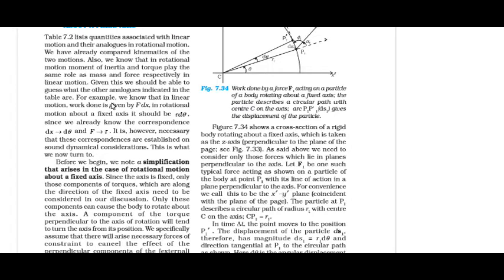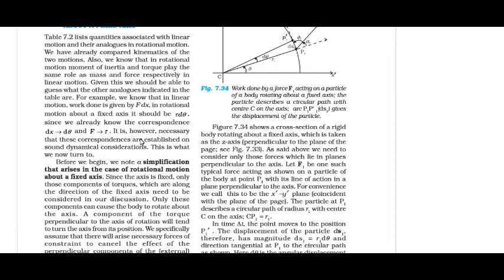For example, we know that in linear motion, work done is given by F dS. In rotational motion about a fixed axis, it should be tau d theta. Since we already know the correspondence, dx is represented by d theta in angular motion, and F is represented by tau. It is, however, necessary that these correspondences are established on sound dynamics considerations. This is what we turn to.